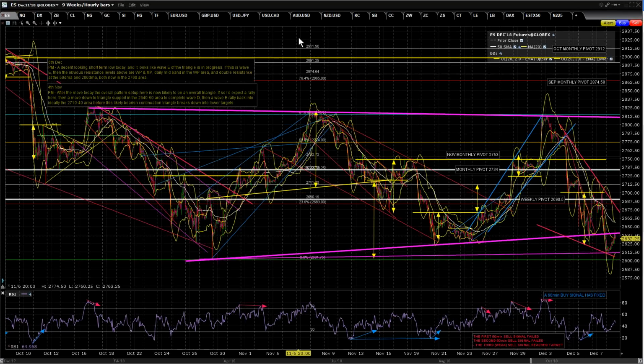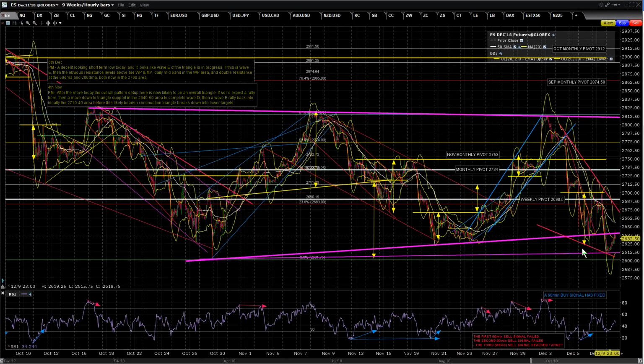Right, let's go with ES to start off with. Now, here, we had a lower low overnight. And I was talking about something on Chart Chat yesterday, and I want to talk more about that today. And that is the possibility that this would be Wave A, Wave B, Wave C, Wave D. And Wave D obviously has gone lower than this trend line here, and it's also gone lower than this low.